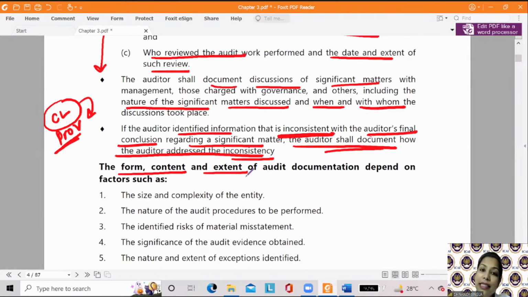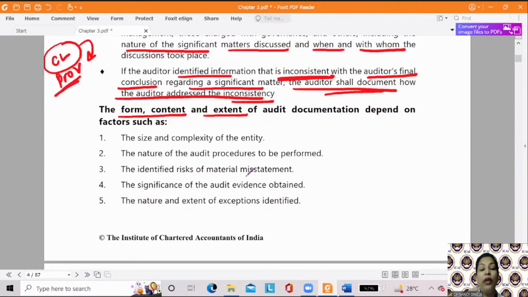Further, this will all be there, right? The audit firms are going to maintain their audit documentation in such a way that any experienced auditor having no previous connection with the audit will be able to understand all these things. But the form, content and extent of audit documentation depends upon various factors.